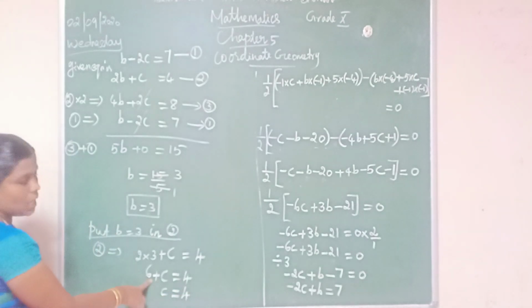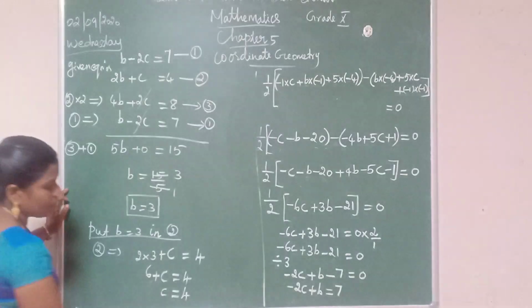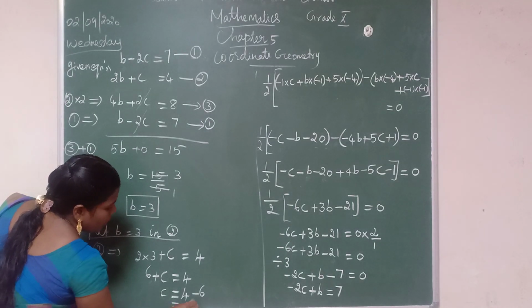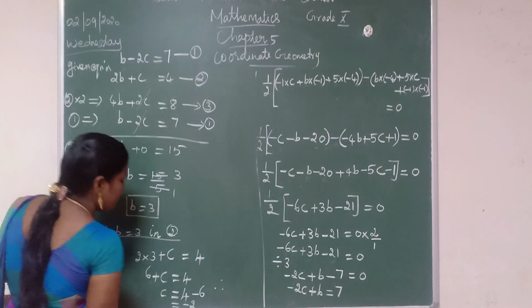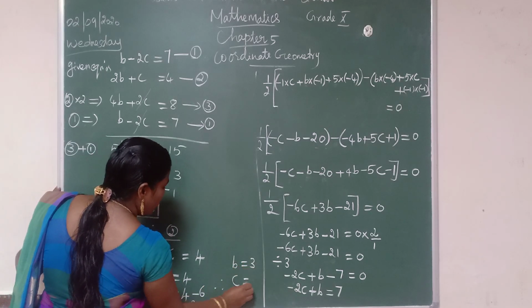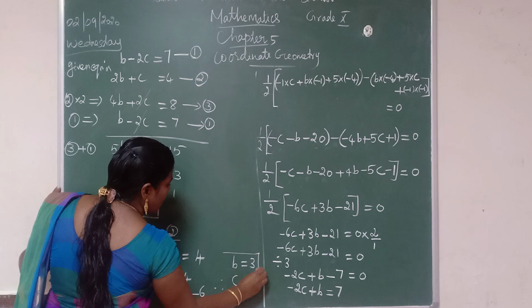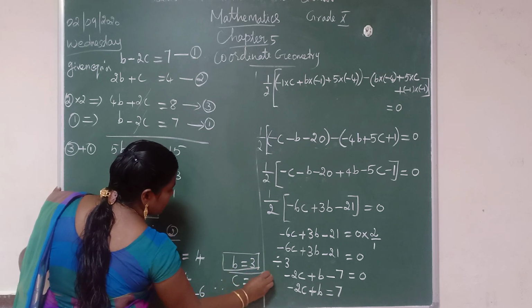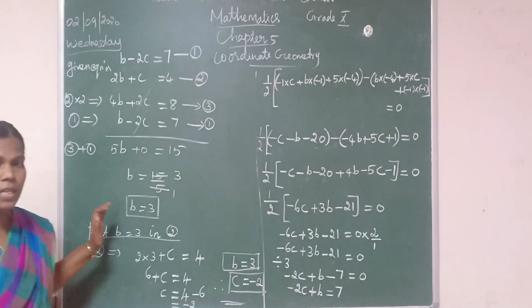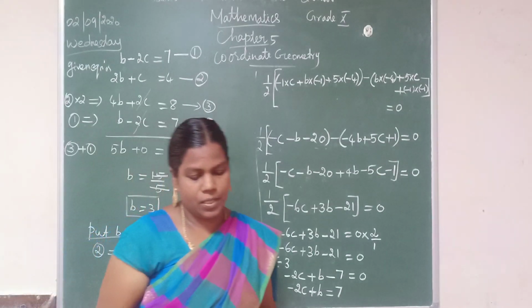minus 6. It is in plus term, when we take it to the right side, it will become minus. So 4 minus 6 is equal to minus 2. Therefore, b is equal to 3 and c is equal to minus 2. Okay, understand? I hope you all understood. Okay, let's move to the next question.